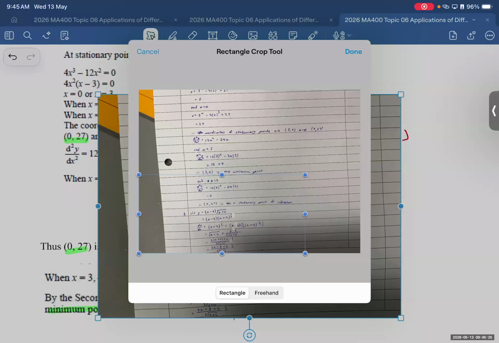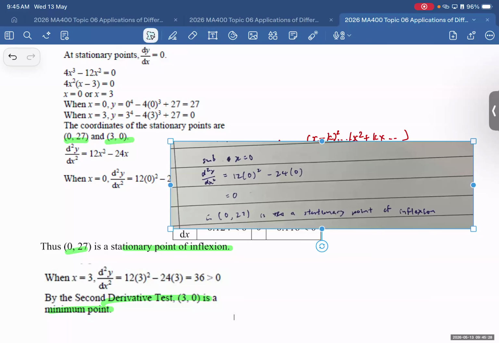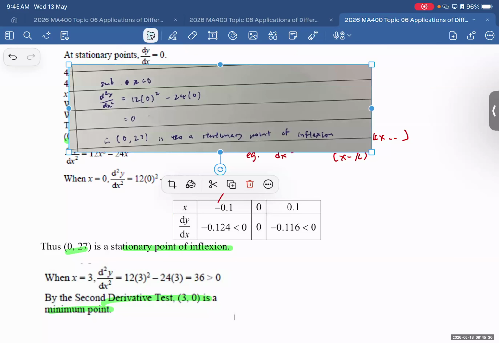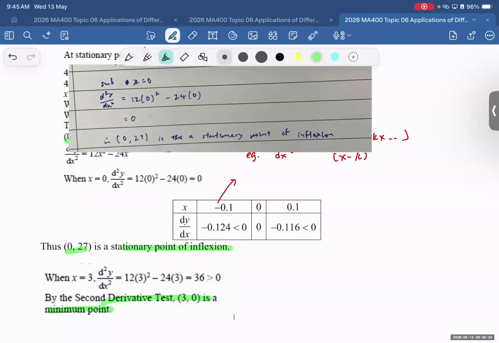Okay, student, is this acceptable or not? No one? No one. Why? Because? Means that it is inconclusive. If the second derivative test is 0, the answer is inconclusive. What is inconclusive? Correct. Inconclusive means I cannot conclude whether it is a stationary point, whether it is a minimum, whether it is a maximum.